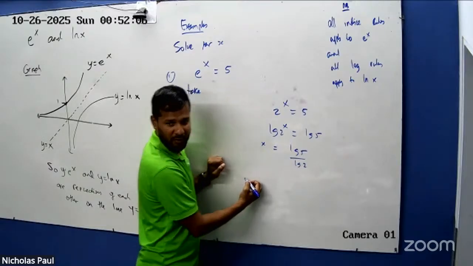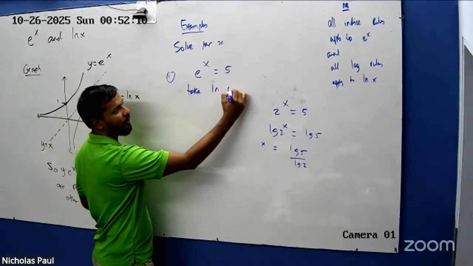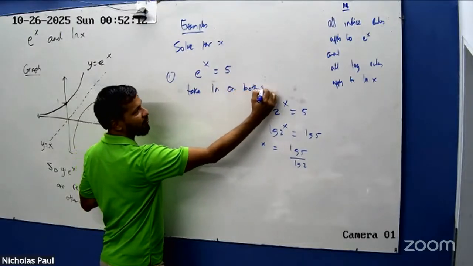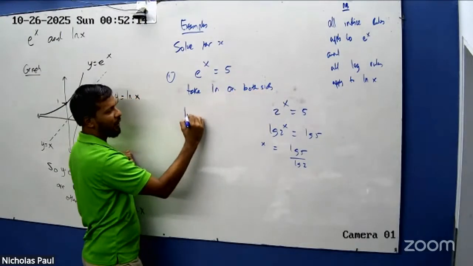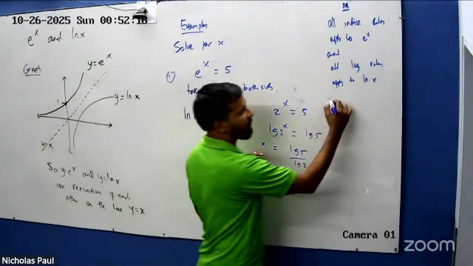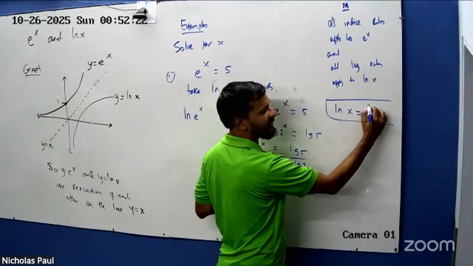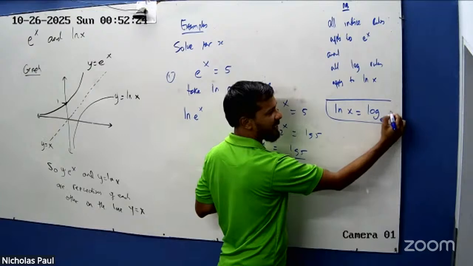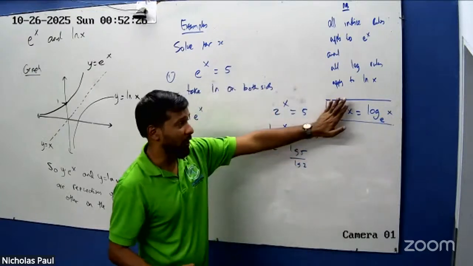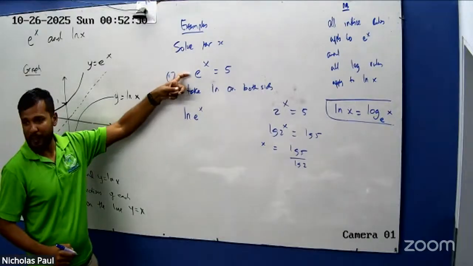We're going to do the same thing here. So instead of taking log, we're going to take ln on both sides. So we take ln of e to the x. For those who never saw this before, let me give you a quick note: ln x is really log to the base e of x. We'll focus on this when we start logs. I'm just showing you this because I want you to be able to solve things like that.